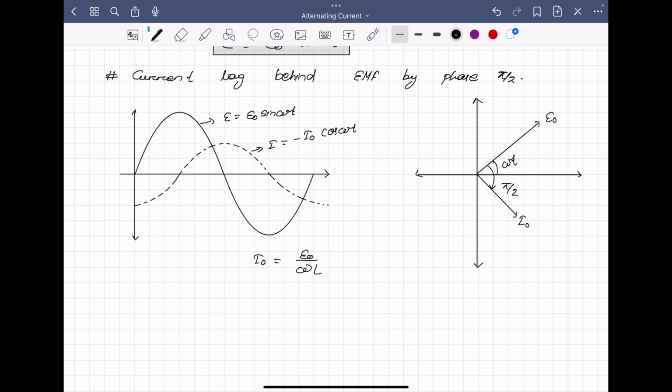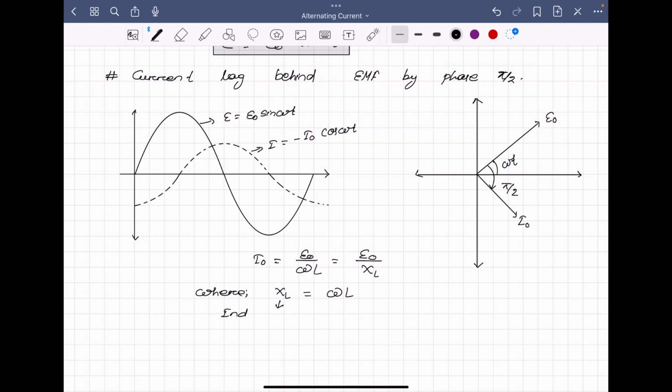Then what is our omega L? We know current is EMF by resistance. Resistance is the opposition offered by the conductor. As here we have an inductor, we get inductive reactance, which is equal to omega L, or you can write this as E naught by XL, where XL is our omega into L. Omega is our angular frequency, XL is our inductive reactance.